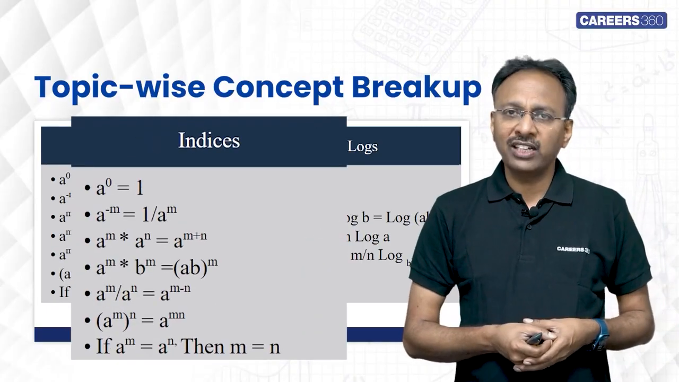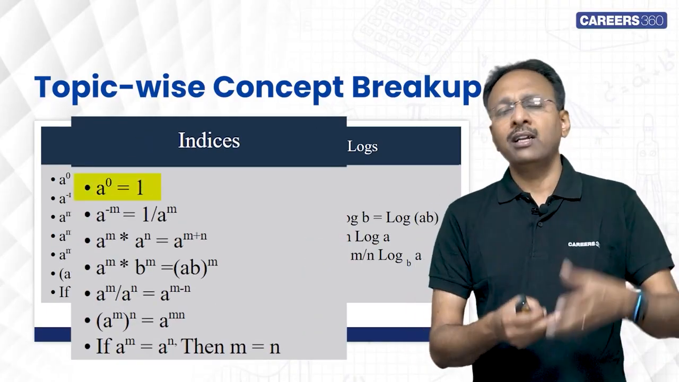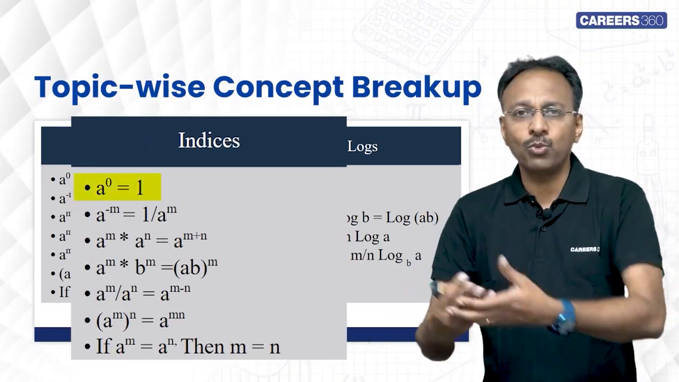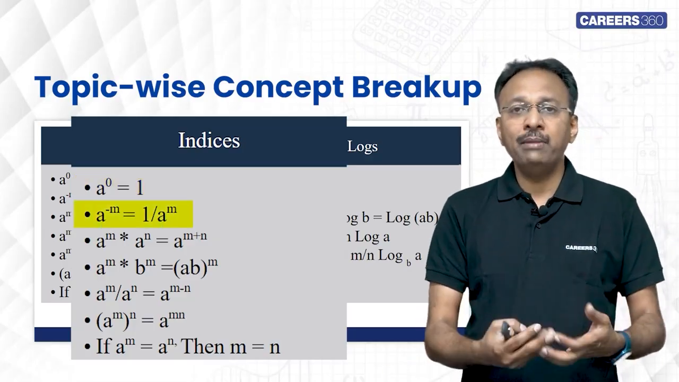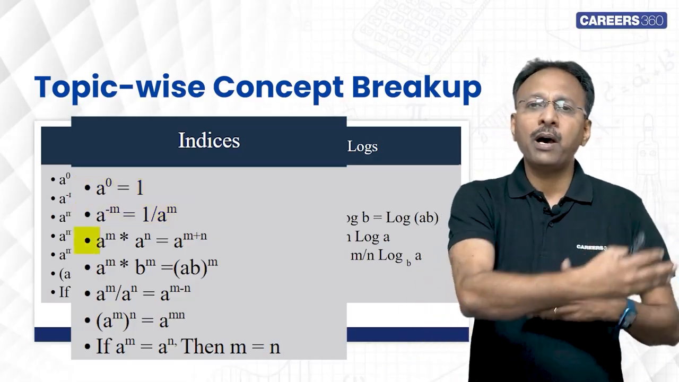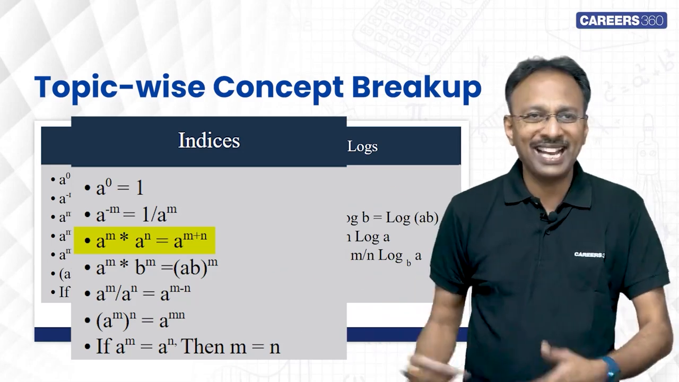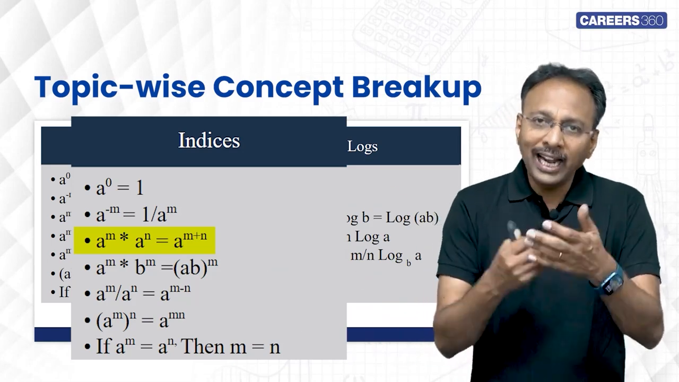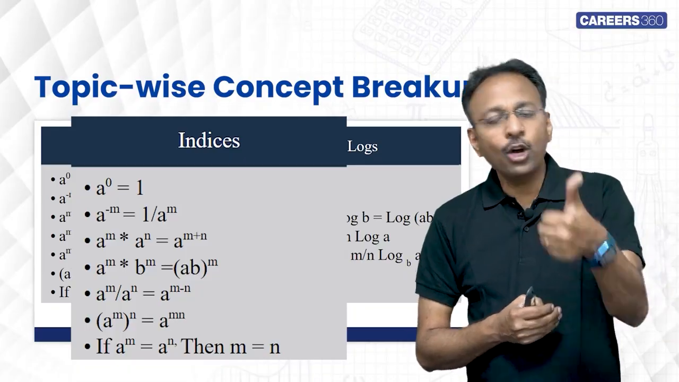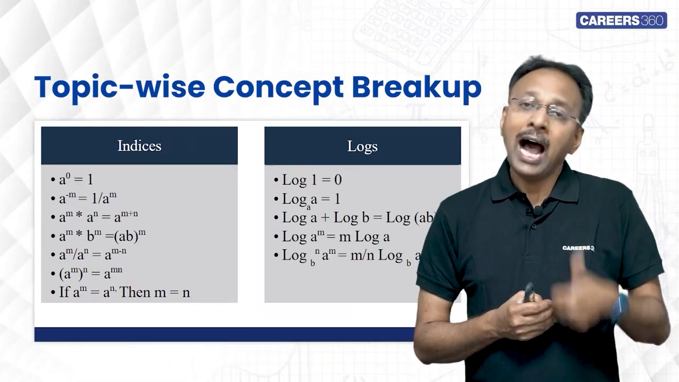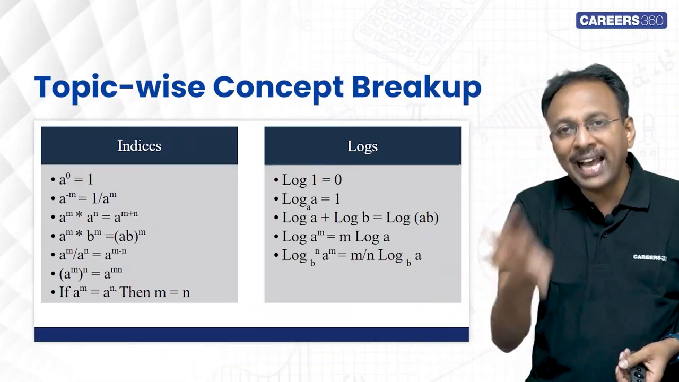Let's take indices for example. All of us know any number to the power 0 is 1. A to the power 0 therefore is 1. Or a to the power minus m is 1 by a to the power m. Or a to the power m into a to the power n is equal to a to the power m plus n, or whatever that may be. The idea here is, these are your concept formulae. How do you utilize them? How do you apply them?